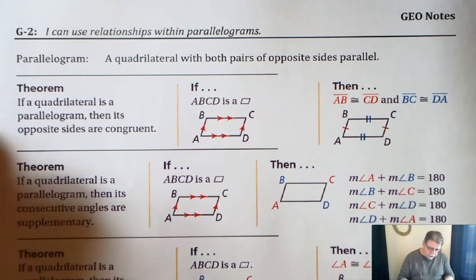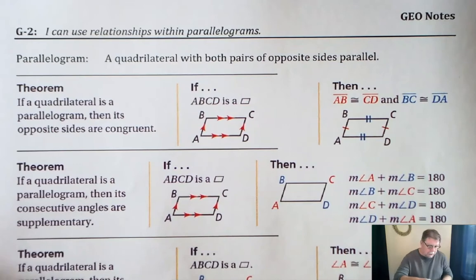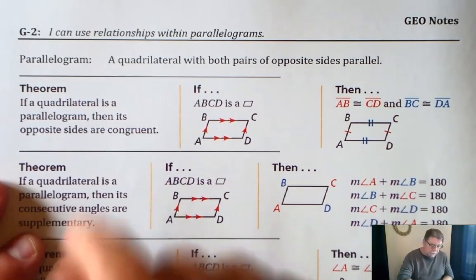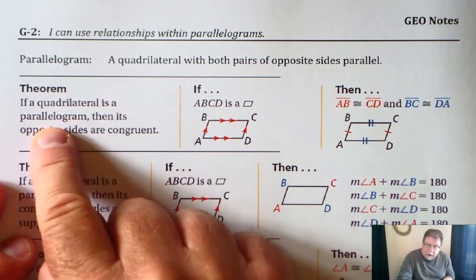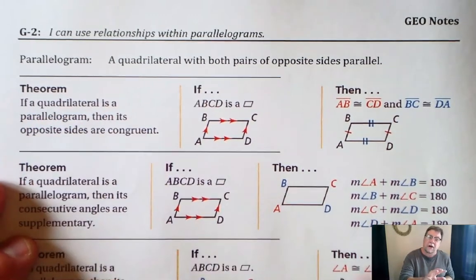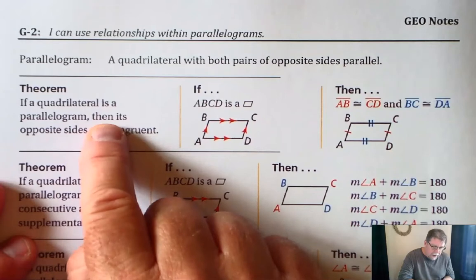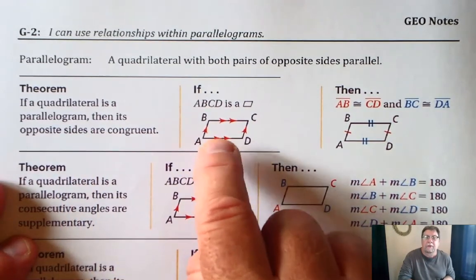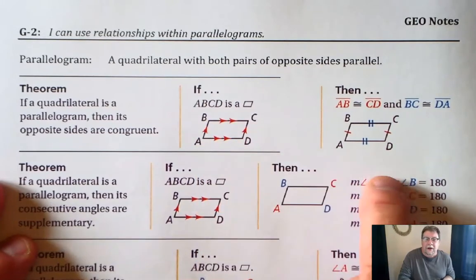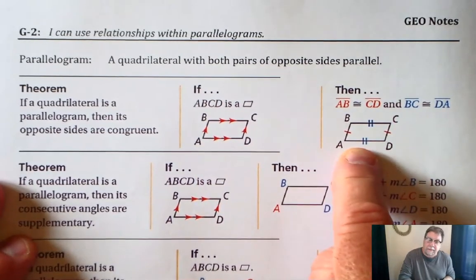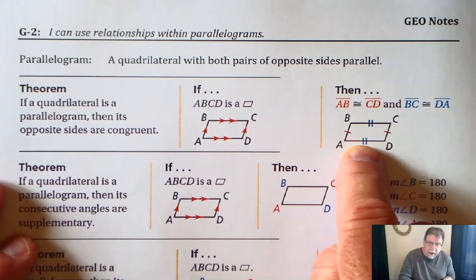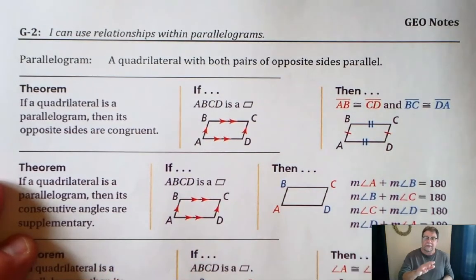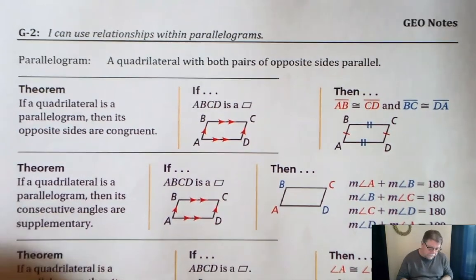I have 5 theorems written on this piece of paper as we work our way through them. So the first one is this. If a quadrilateral is a parallelogram, in other words, if we start off with a parallelogram, then its opposite sides are congruent. So if you know this is a parallelogram, then you know that the opposite sides are congruent. Okay, so that's got to be true. And that's going to be helpful. So not only are the opposite sides parallel, the opposite sides are each congruent.